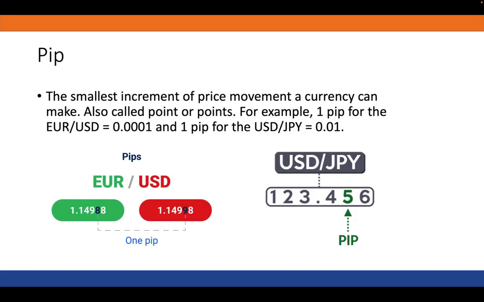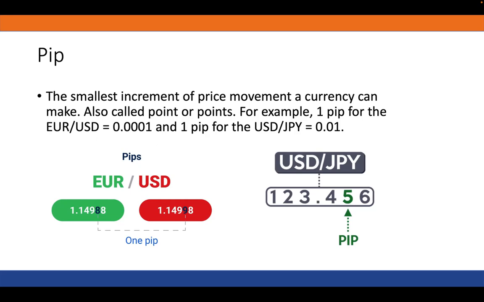So let's move on to the next thing. I also feel like we should talk about something called pips. Normally in the Forex market, we determine our profits by measuring the change in price value, and then we multiply the change in price value by the amount we used in either buying or selling the currency that we were interested in.